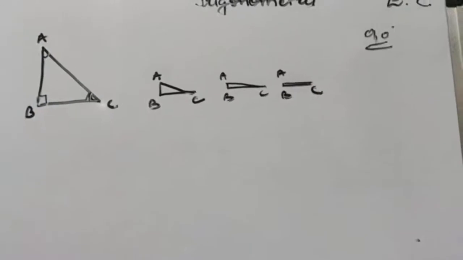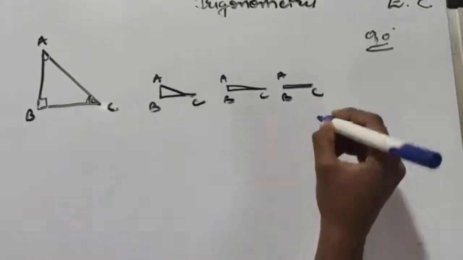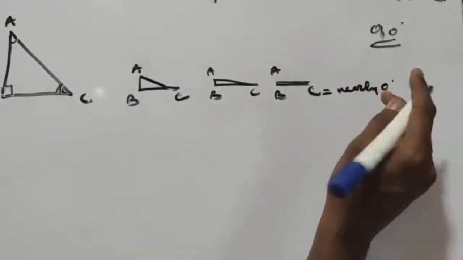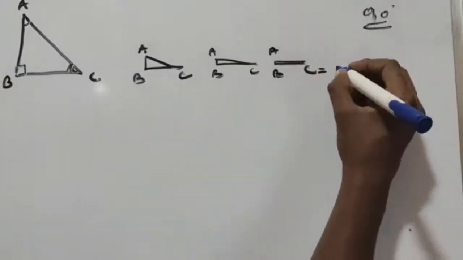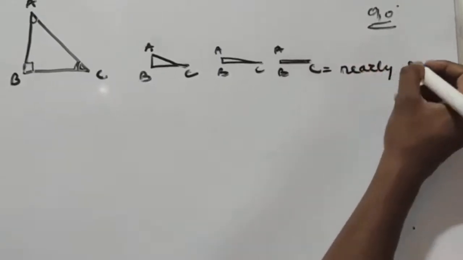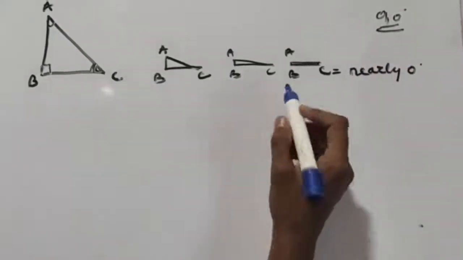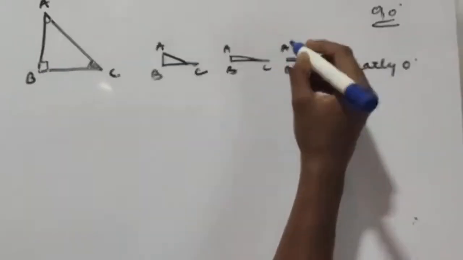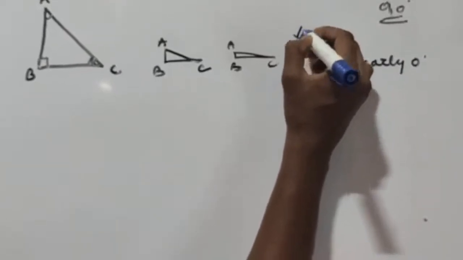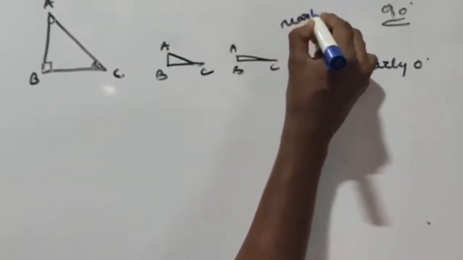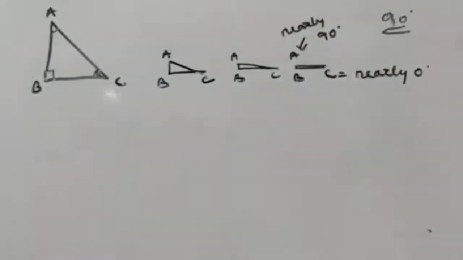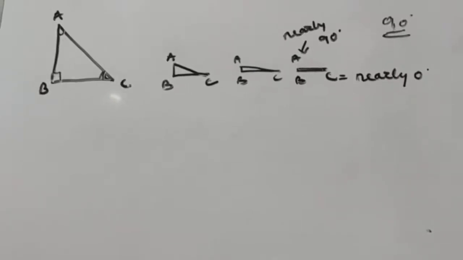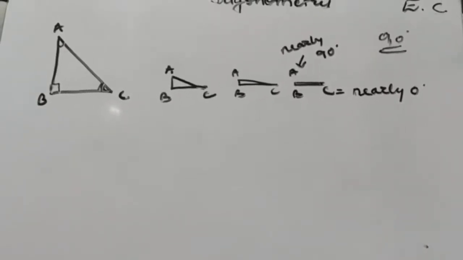Here angle C is nearly equal to 0. Angle C is nearly 0, isn't it? And since angle A is approaching angle B, it is appearing like a straight line, isn't it? So angle A is also nearly 90 degrees. Okay, so now let's find out the values for trigonometric ratios for angle 90 degree.